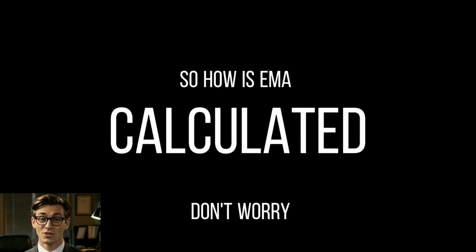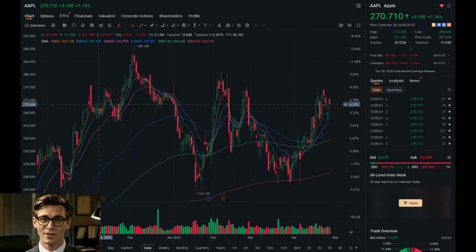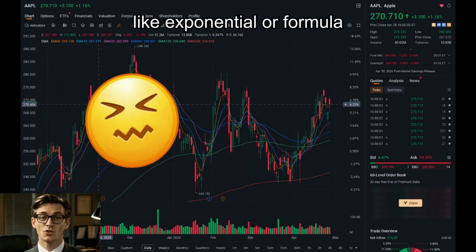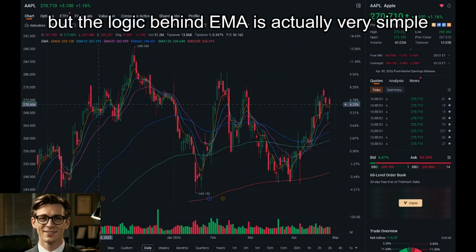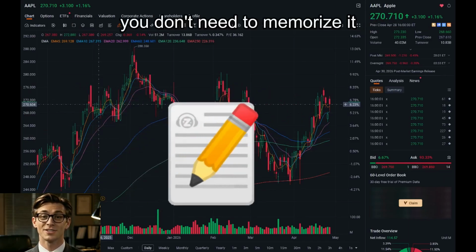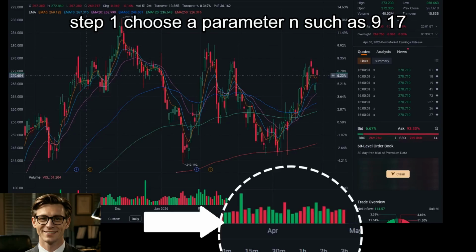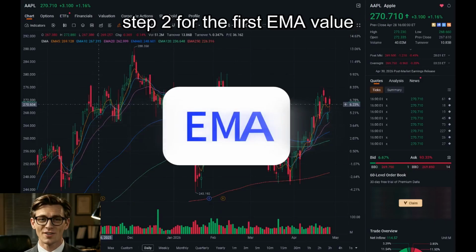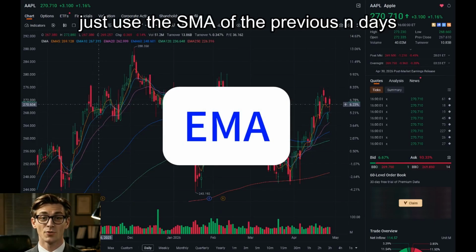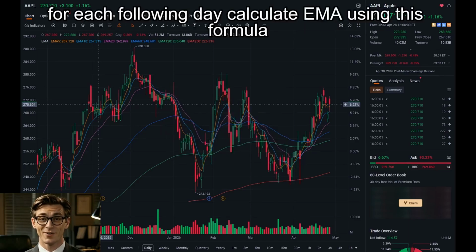So how is EMA calculated? Don't worry. The simplified version is super easy to understand. A lot of people get a headache when they hear words like exponential or formula, but the logic behind EMA is actually very simple. You don't need to memorize it, just understand the core idea. Step 1, choose a parameter n such as 9, 17, or 21. These are the most commonly used. Step 2, for the first EMA value, just use the SMA of the previous n days as a starting base. Step 3, for each following day, calculate EMA using this formula.